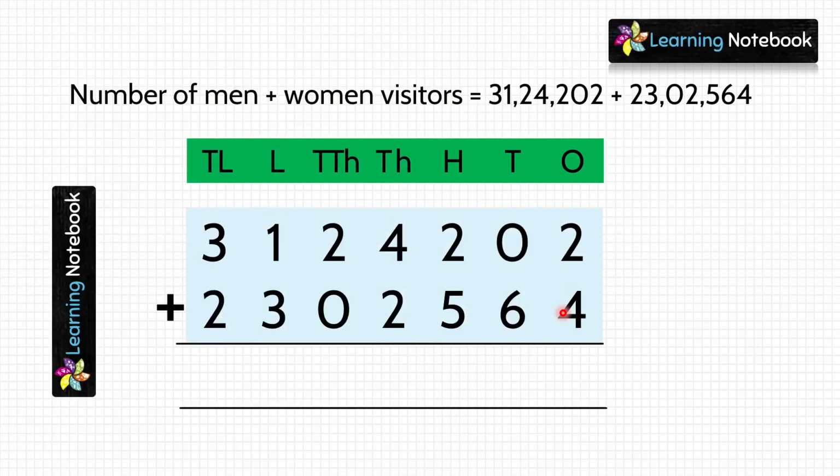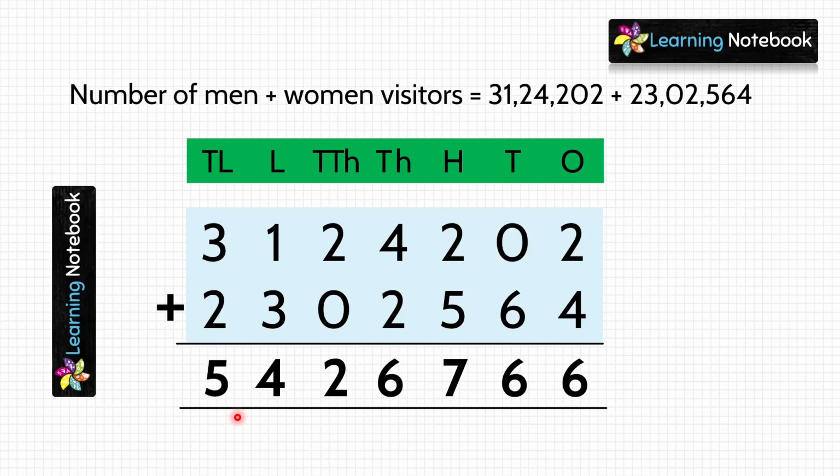2 plus 4 equals to 6. 0 plus 6 equals to 6. 2 plus 5 equals to 7. 4 plus 2 equals to 6. 2 plus 0 equals to 2. 1 plus 3 equals to 4. And 3 plus 2 equals to 5. So we have found total number of men and women visitors here, which are 5426766.